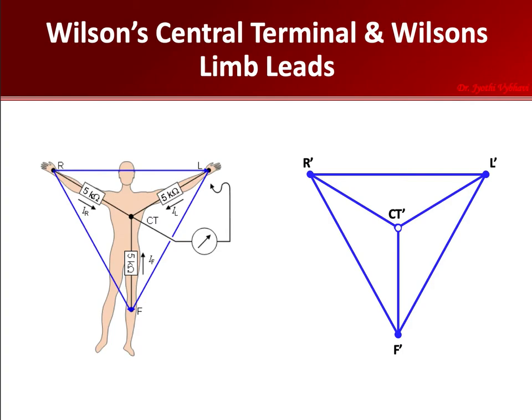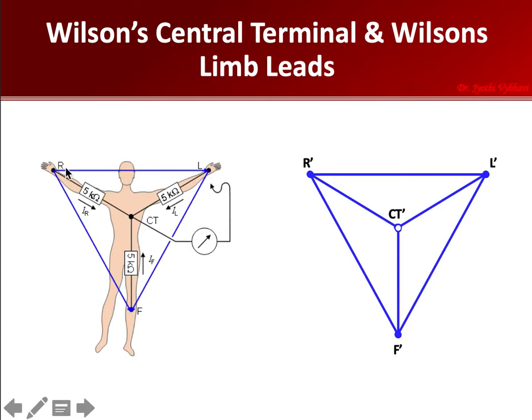So the central terminal represents the average of the limb potentials. All these potentials coming from each limb is almost zero, because no current flows through a high impedance voltmeter. The circuit of the Wilson central terminal, the location of the Wilson central in the image space.